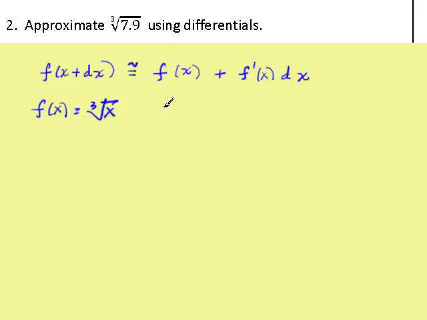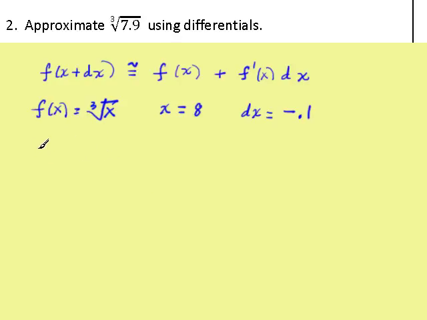Our known value is going to be 8, because we do know what the cube root of 8 is, and that's very close to 7.9. 8 is close to 7.9. And let's see, our increment dx this time is going to be negative 0.1. Okay, because 7.9 is less than 8, so we're going down to get to that value.